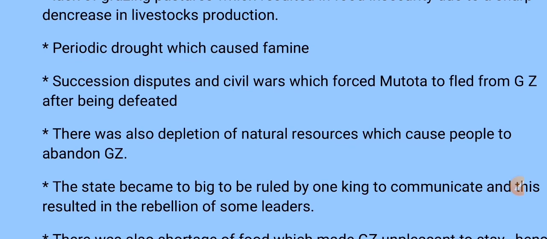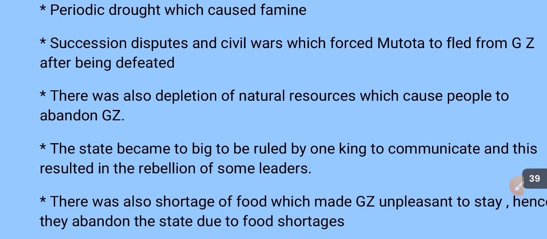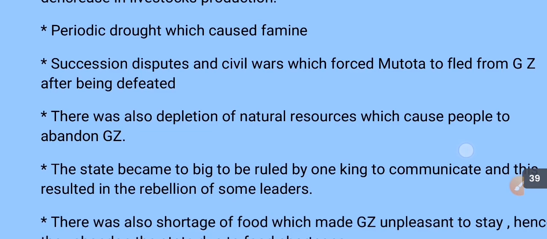Then another question that they can ask you on Great Zimbabwe is to state the reasons. When setting these questions, think that maybe they can come like this. So I can't write everything if I want to go fast. So they can ask you why Great Zimbabwe was built, or state any 5 reasons why Great Zimbabwe was built.